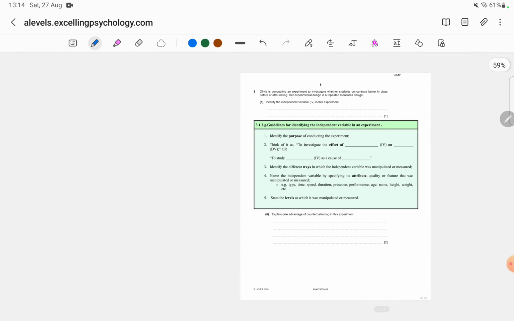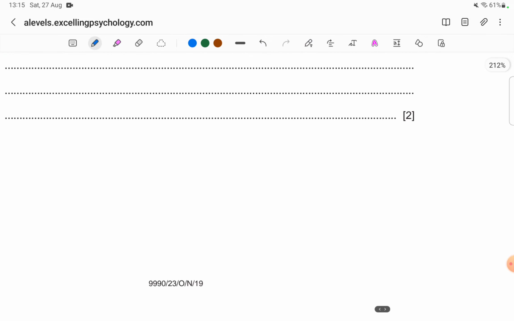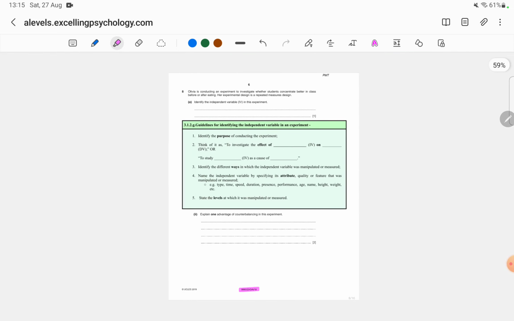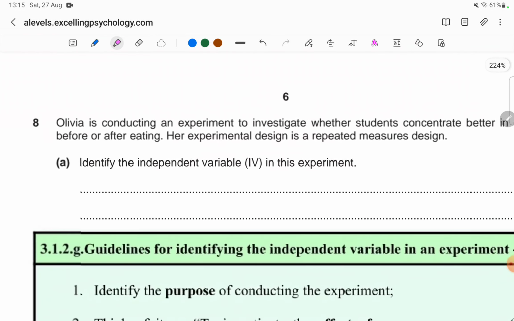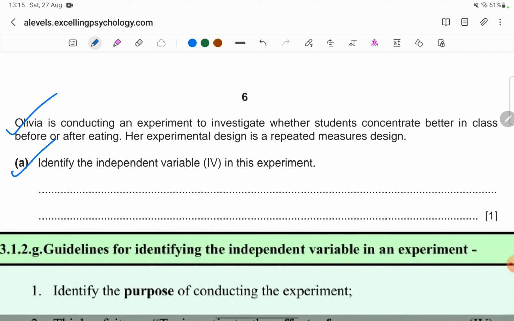Okay, let's practice one more. Take down the paper number immediately. October-November 2019 paper, variant 3. Question 8A. I read out the scenario first. Olivia is conducting an experiment to investigate whether students concentrate better in class before or after eating. Her experimental design is a repeated measures design. Identify the independent variable in this experiment.